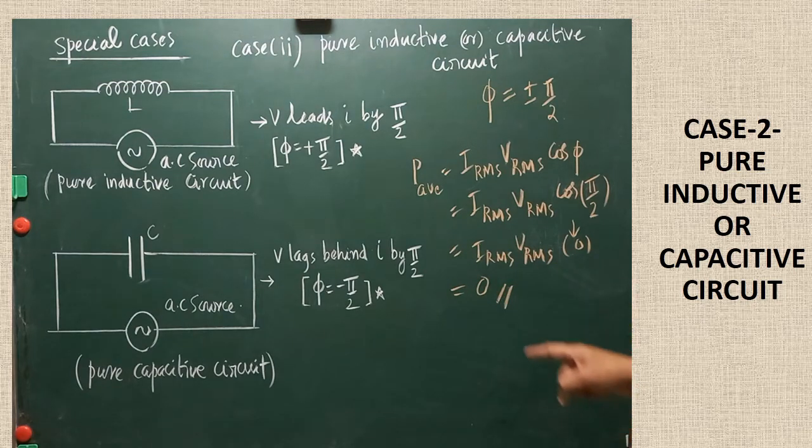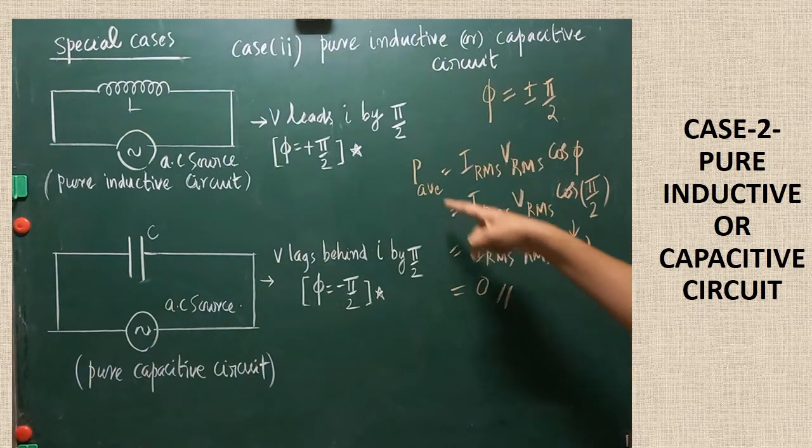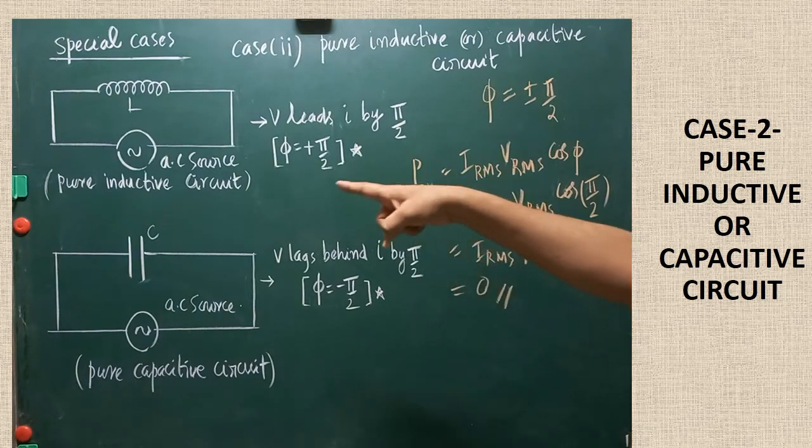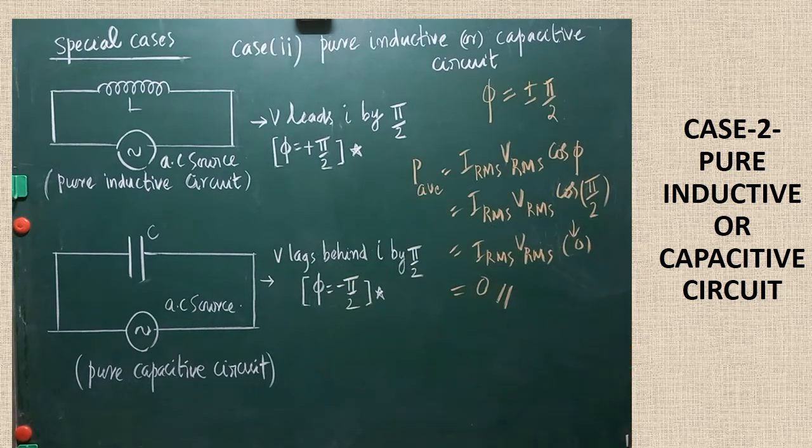So this is the final calculation about the average power calculated in pure inductive circuit and pure capacitive circuit. Very important one, these kind of things will be asked in the objective questions. Okay.